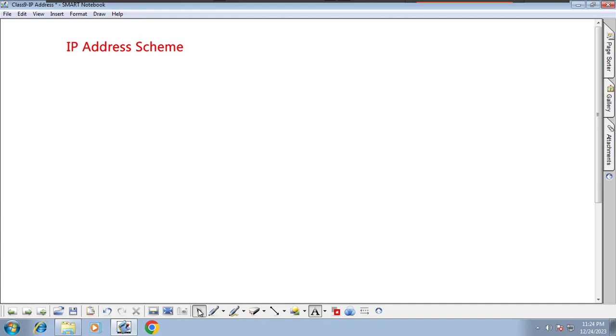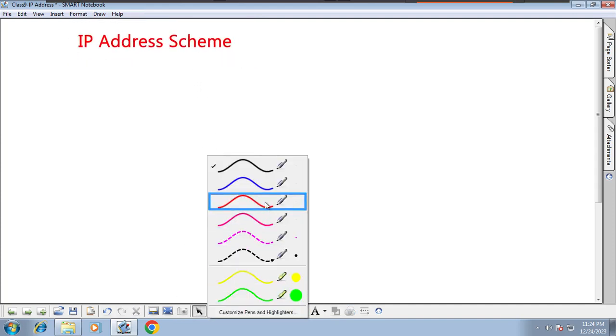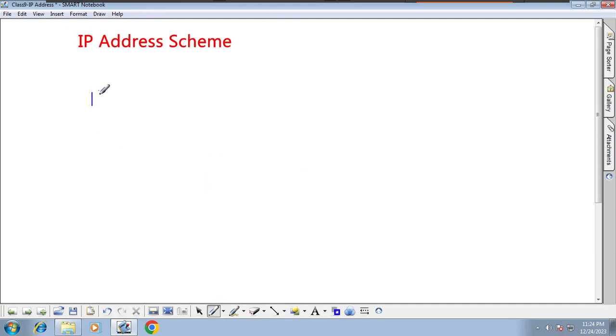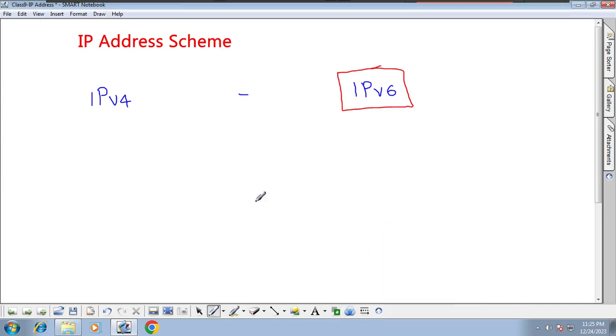IP address scheme. How does an IP address look like? See, we have two versions of IP address. One is IPv4 address. We have IPv6 address also. Currently, we will focus on IPv4 address, not IPv6 address. So we will understand what is IPv4 address.